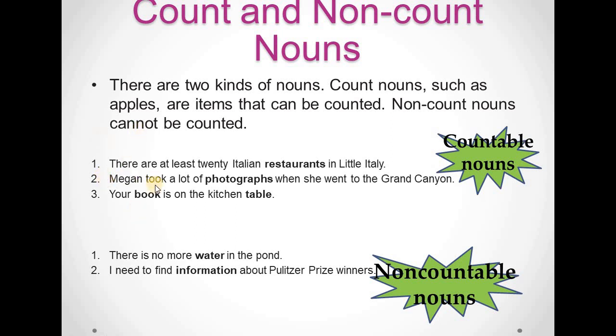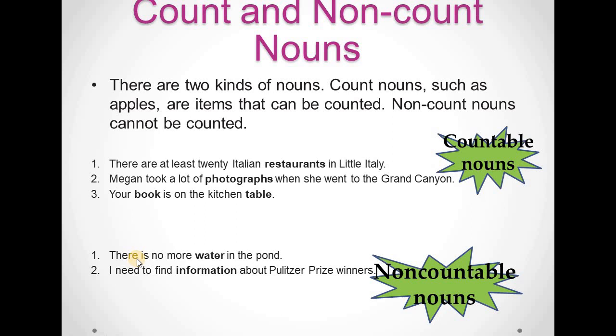Let's have a look at these 3 sentences. There are at least 20 Italian restaurants in Little Italy. Here we have restaurants. Is it a countable or non-countable noun? It's countable because we can say 1 restaurant, 2 restaurants, 3 restaurants. And because it's a plural countable noun, we use there are.